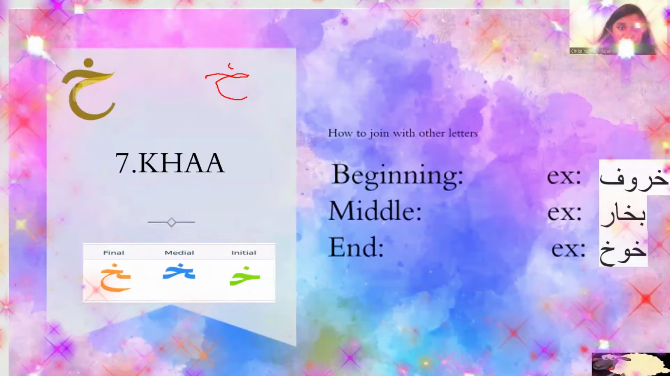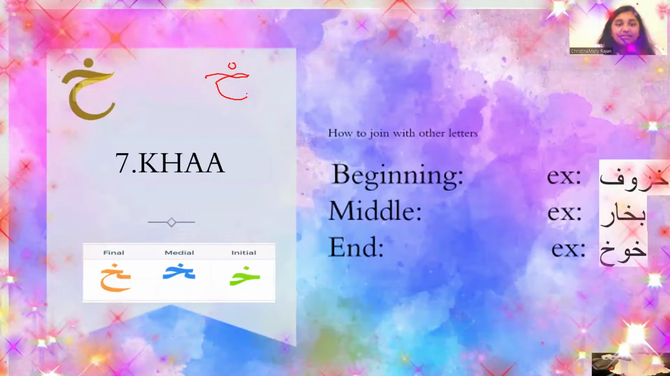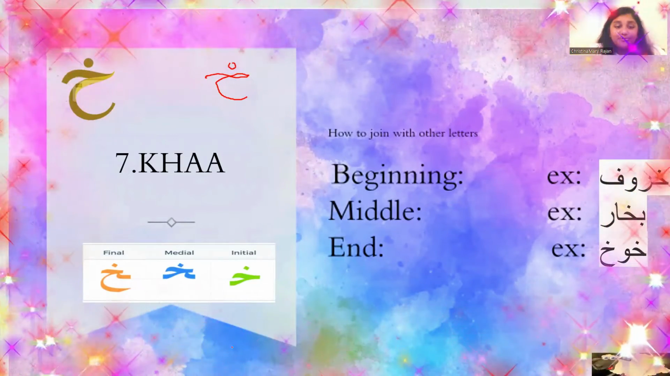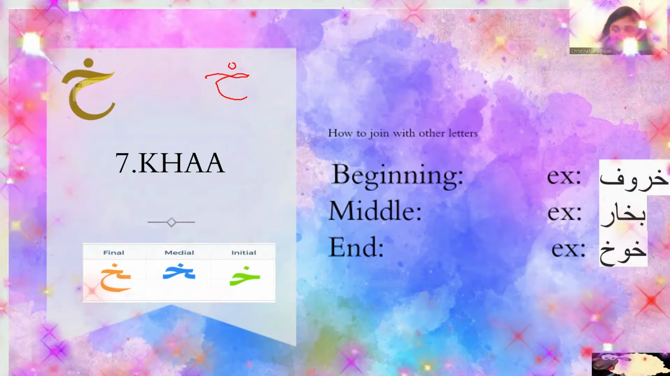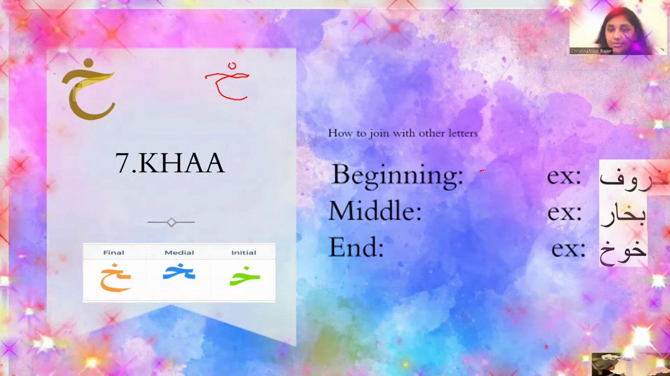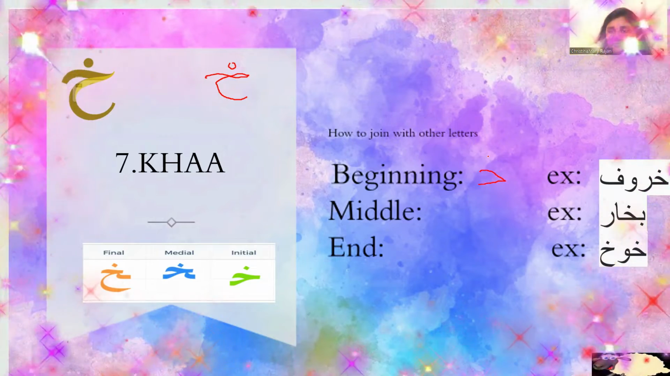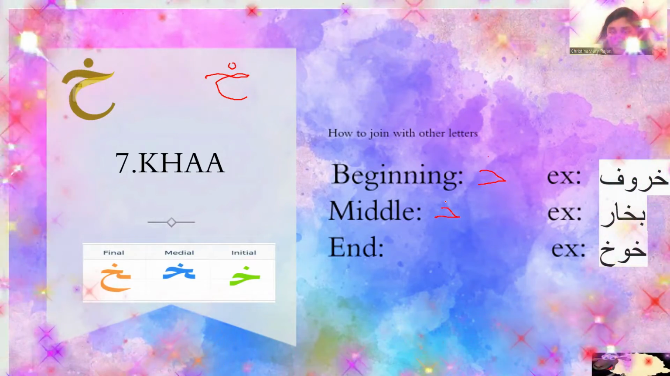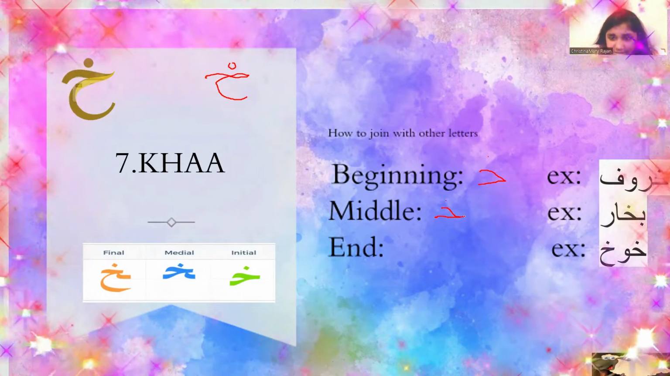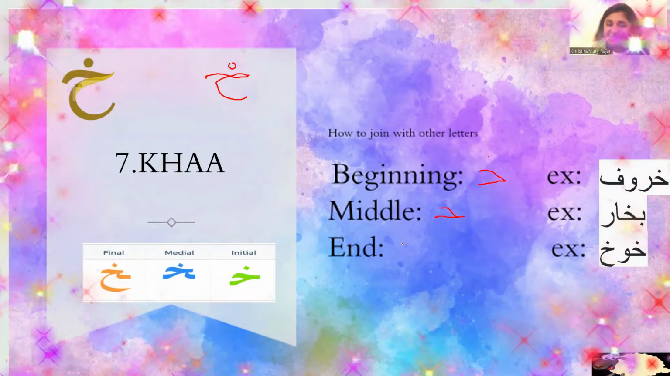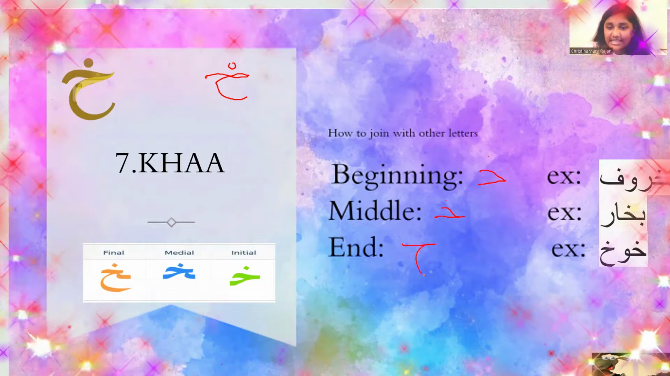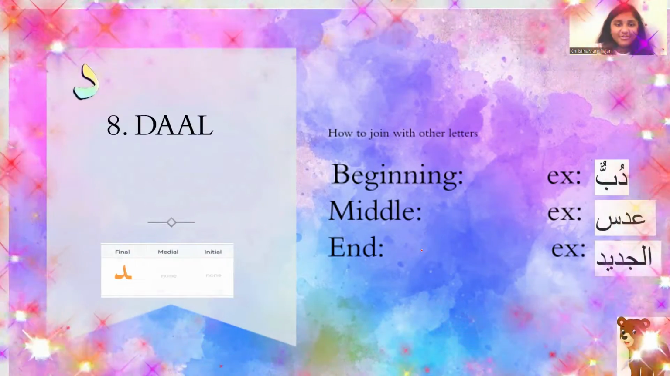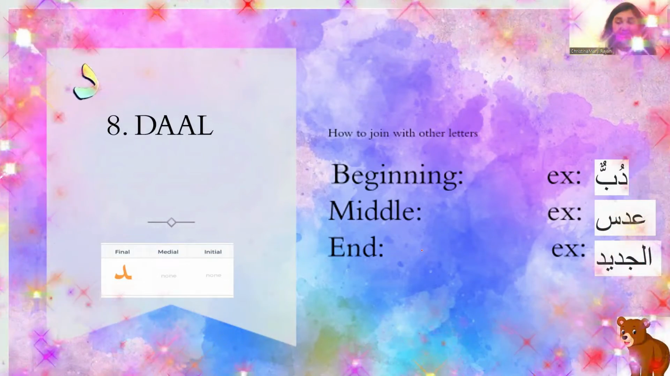And a dot on the top and not in the middle nor anywhere else. It's on the top. So let's see how to write it in the beginning. The beginning, it's the same way as we did. Kha, like this. In the middle, you do like this, but don't forget its dot and a small dash. And at the end, it's the same letter itself. Get it? This is pretty easy, you know? Now let's go to our next letter, Dal.